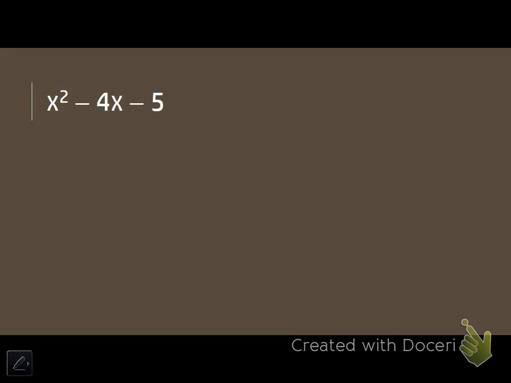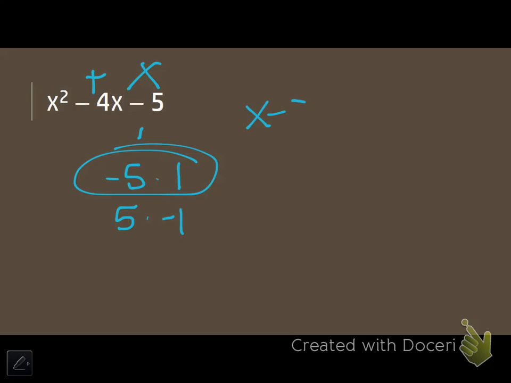Okay, I recommend pausing the video and trying this one yourself to see if you get the correct answer or not. So I'm going to do it. The only thing I can think of that multiplies to negative 5 is negative 5 times positive 1 and 5 times negative 1. Which one of those adds to get me negative 4? Well, negative 5 plus 1 gives me negative 4. So x minus 5, x plus 1.